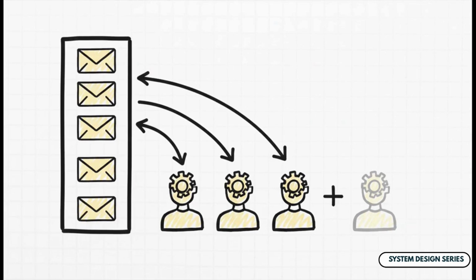Let's dig into that point-to-point model a little more. The best analogy is a shared to-do list for a team. A new task gets added to the list, and any team member who's free can just grab it and start working.